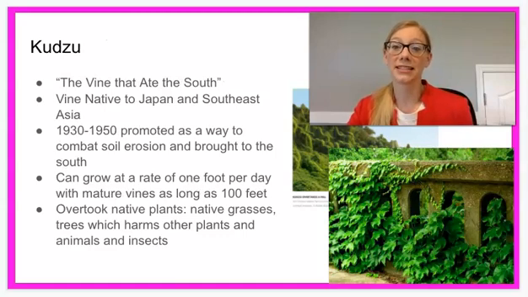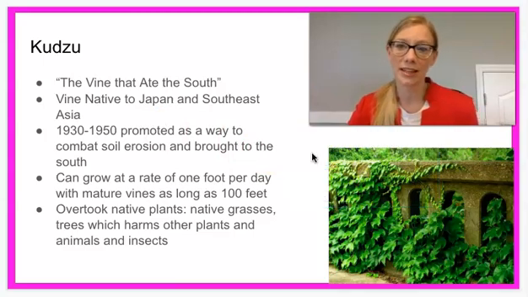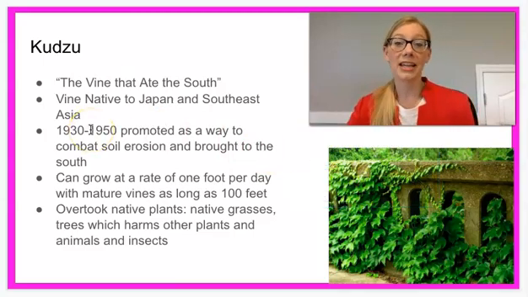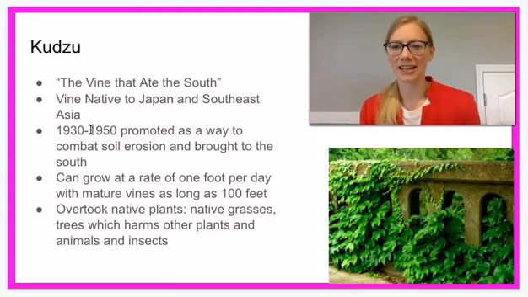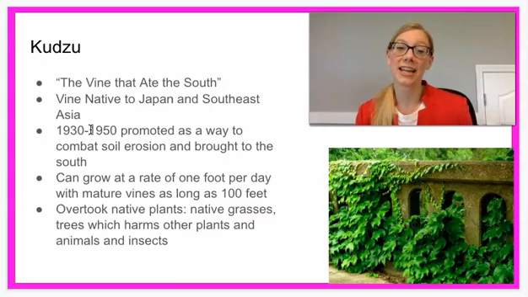So we're going to look at some examples here. The first one is something called kudzu. I think that's how you say it. And it's a vine. It looks just like that, like a vine, kind of like ivy or something like that. And sometimes it's referred to as the vine that ate the South. It's actually native to Japan and Southeast Asia.